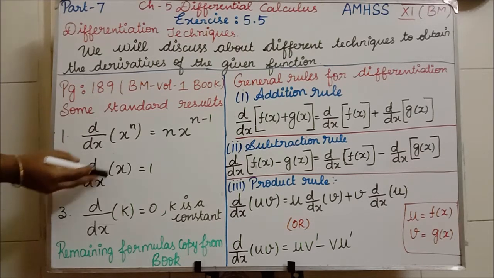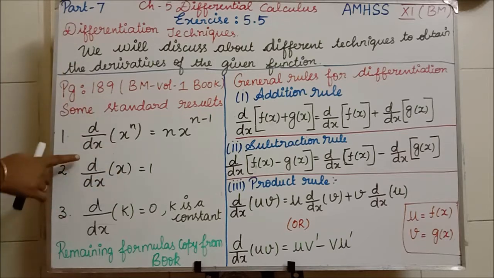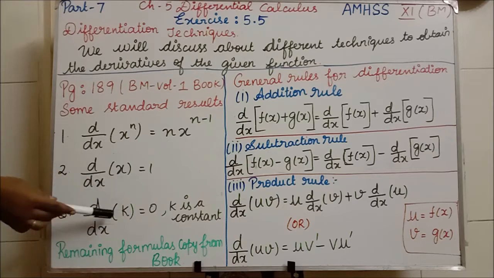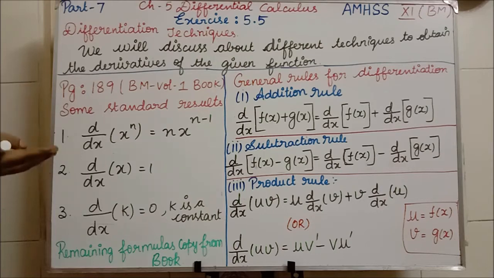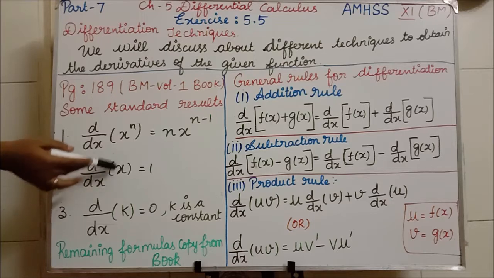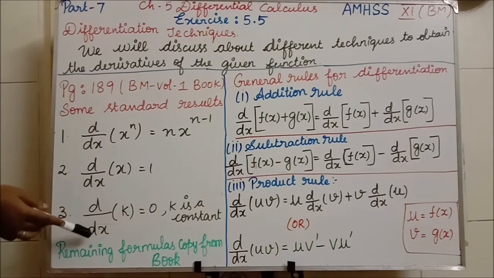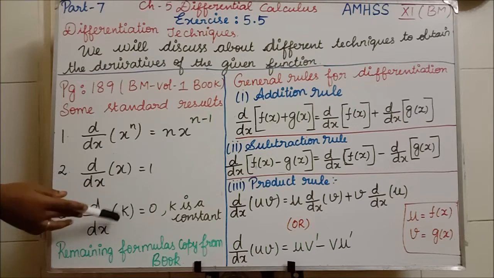Now, d by dx of x: if you are differentiating x alone, we will get the answer as 1. Next, the third one is d by dx of k. Here k is the constant. If you are differentiating a constant term, you will get 0. Whenever they ask you to differentiate a constant term, the answer will be 0 only. d by dx of x gives 1, and d by dx of k, k being a constant, gives 0.